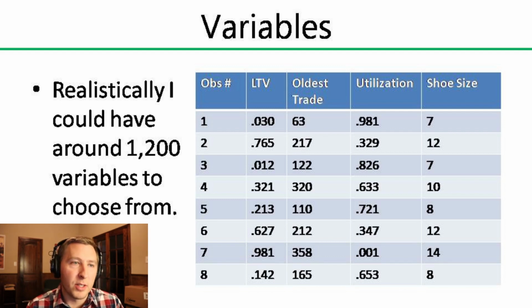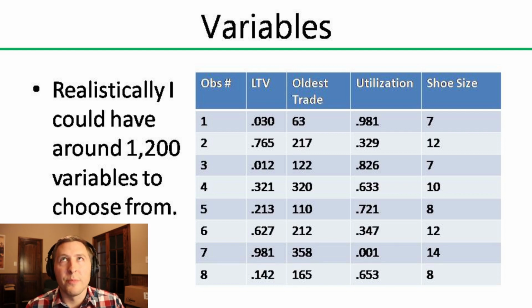Oldest trade is how many days or months, for example, that you've had an account on some sort of bureau here. So typically people that have had credit, so loans, credit cards, experience in finance, right? The longer that is, the more experience you're going to have, the less likely you are to default, for example. That's a good variable to use.